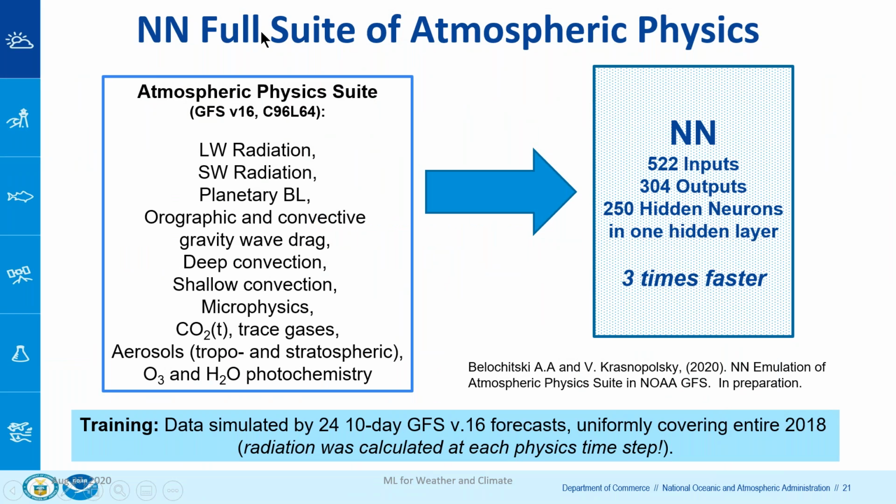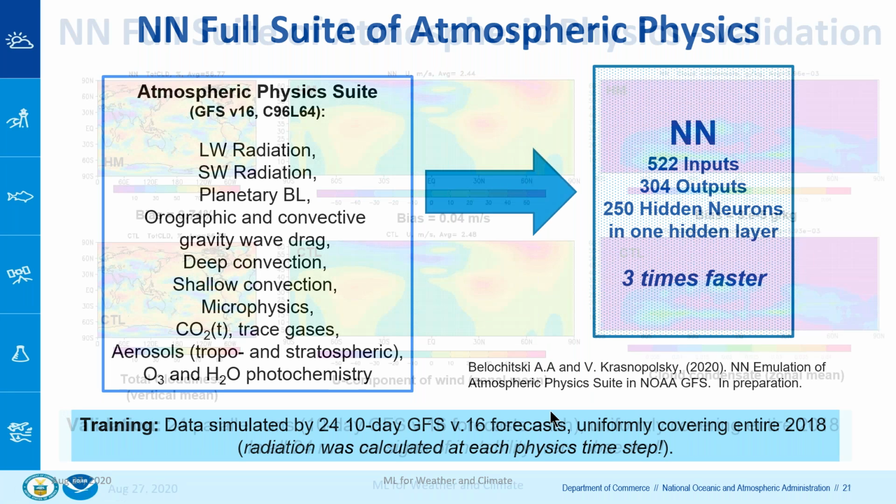The second example which I show you is our very recent development. It's a proof of concept, actually. Here we emulate the entire atmospheric physics suite with a neural network. This suite consists of more than 10 parameterizations, and everything is emulated by one neural net. It's a big neural net with 522 inputs and 304 outputs. It has 250 hidden neurons in one hidden layer. And it's our first attempt, but even this first attempt is already 3 times faster than the physically based atmospheric suite. And it's rather accurate.